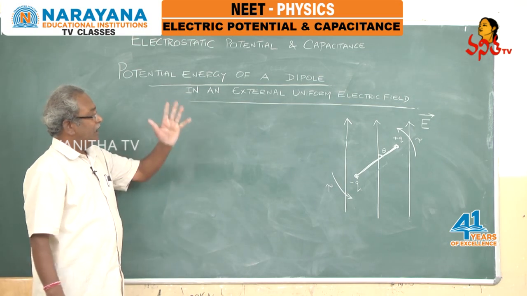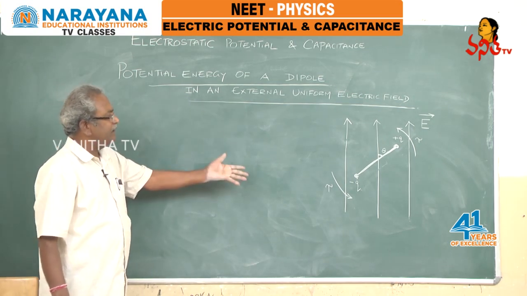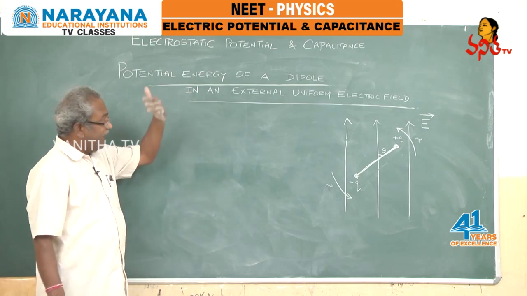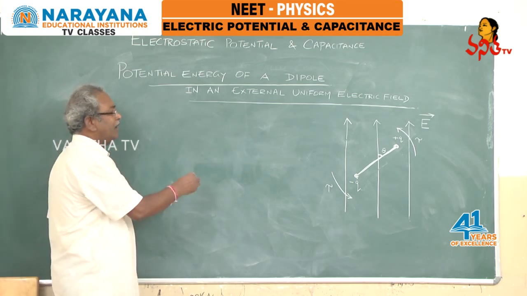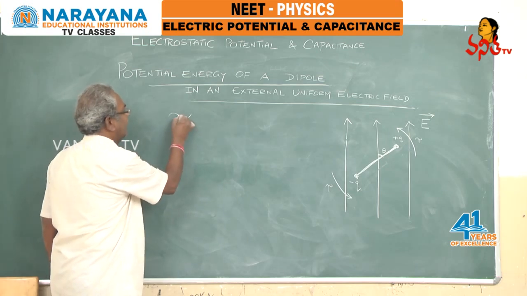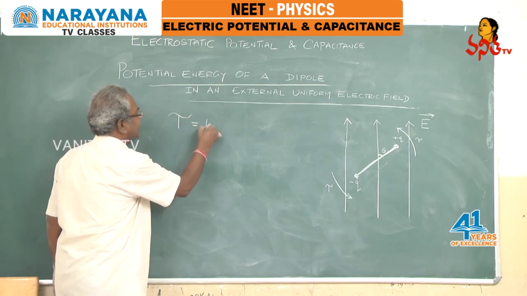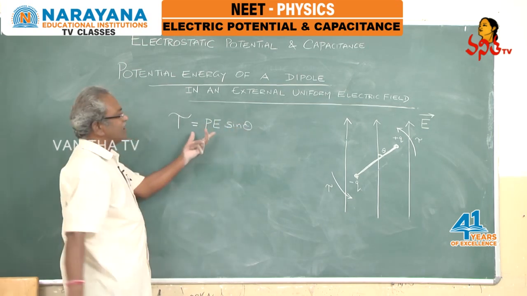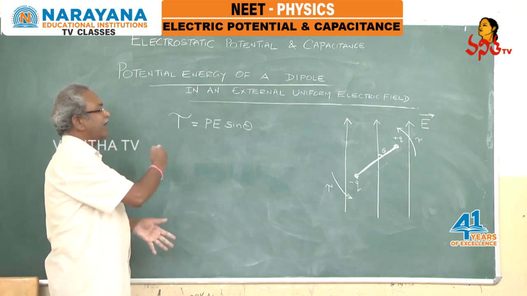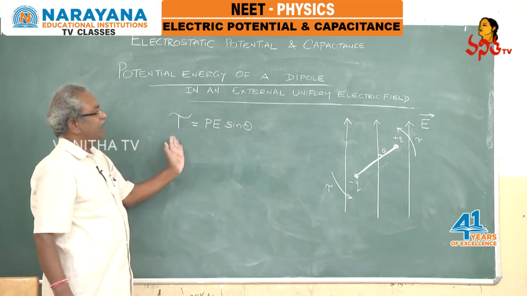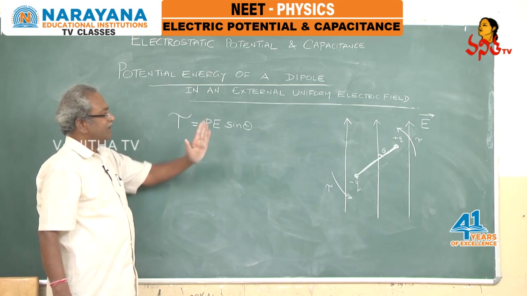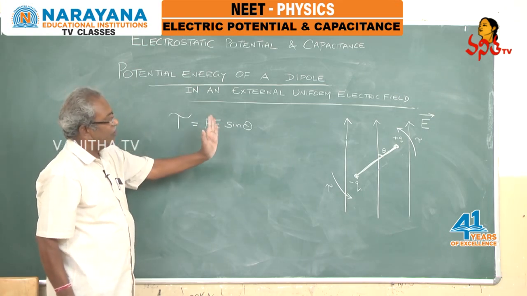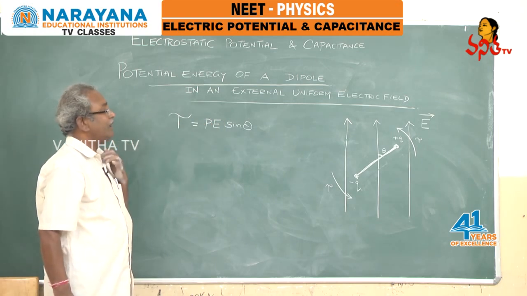If there is an electric dipole suspended in a uniform electric field, an electric dipole in the external uniform electric field, it will experience a torque given by the magnitude PE sin theta. And this torque will try to rotate the dipole into the direction of the external electric field. This torque will try to what? Right, rotate the dipole into the direction of the external electric field.